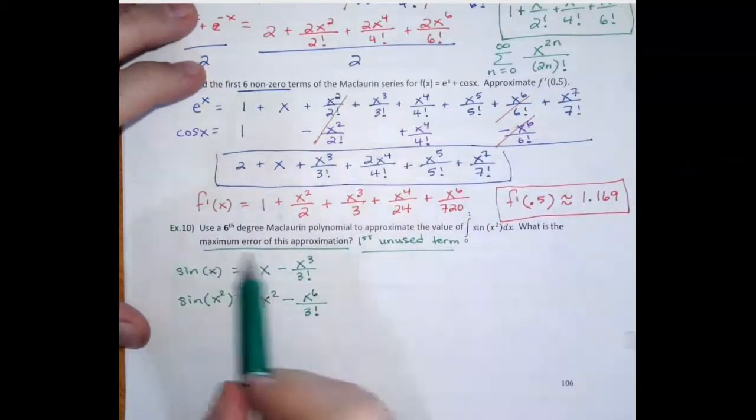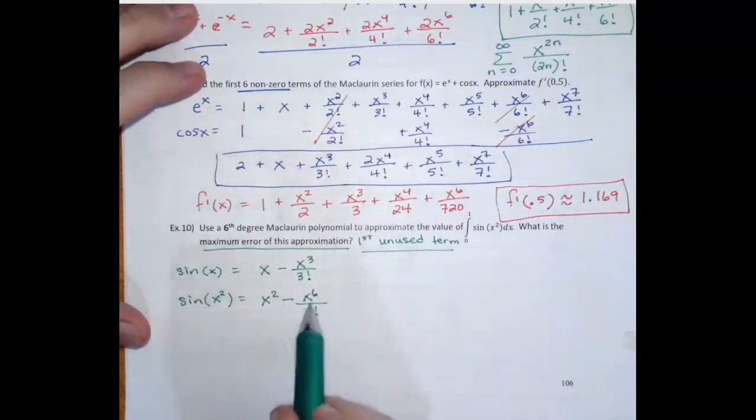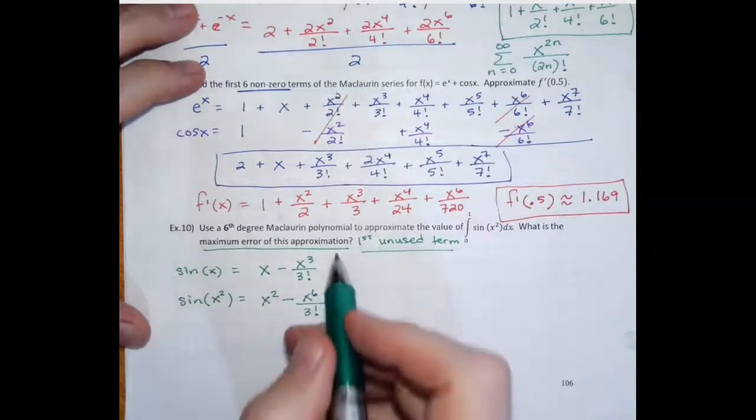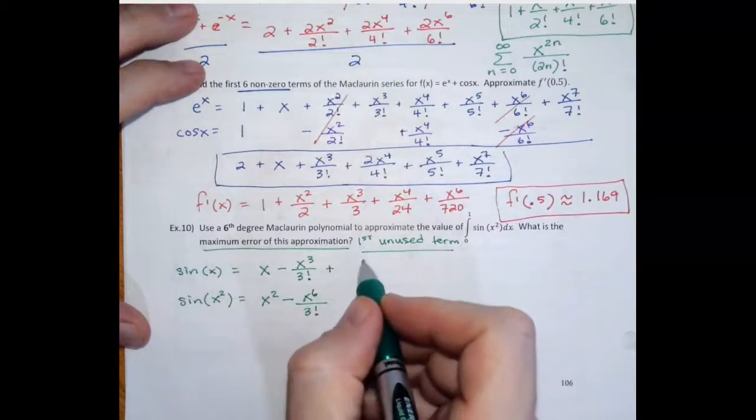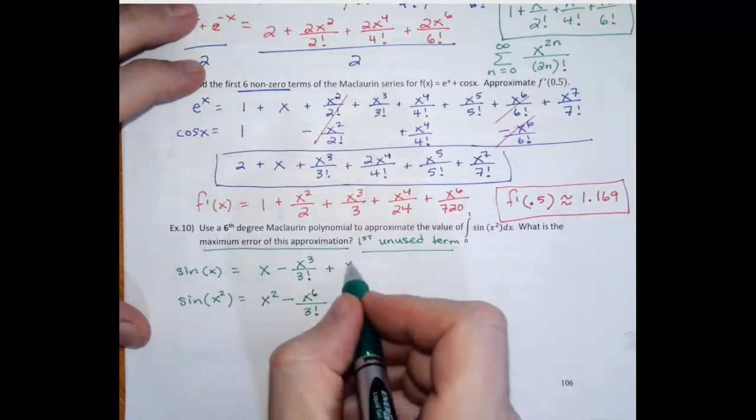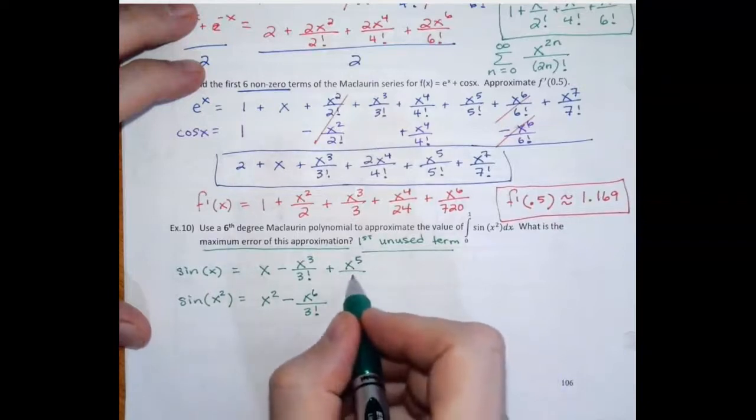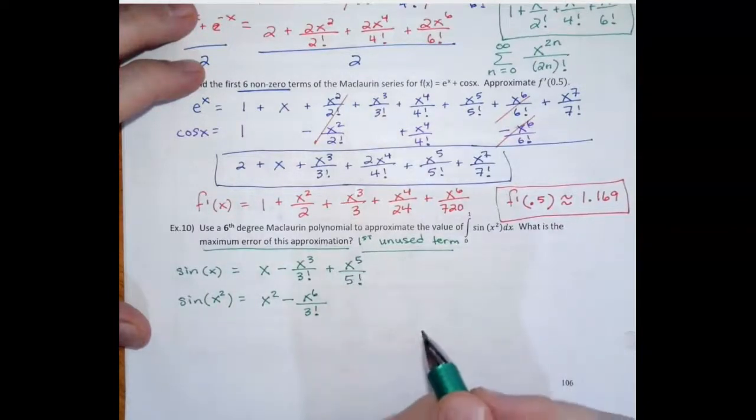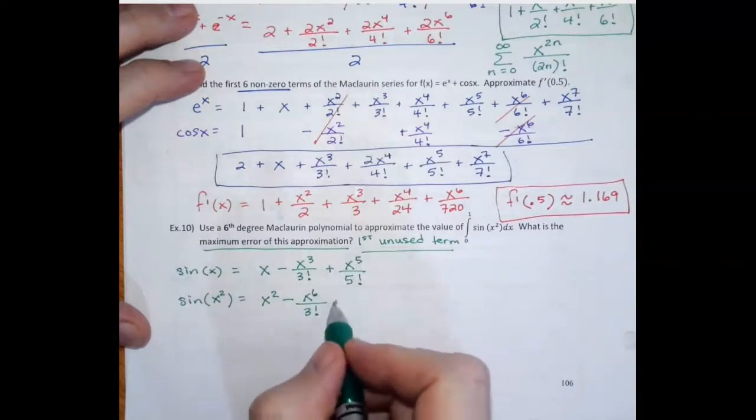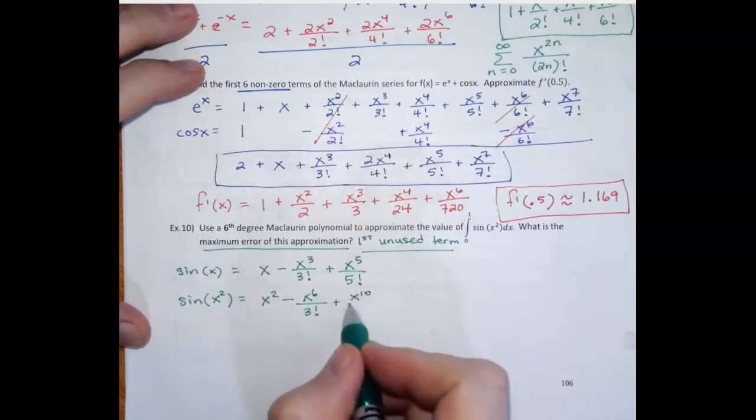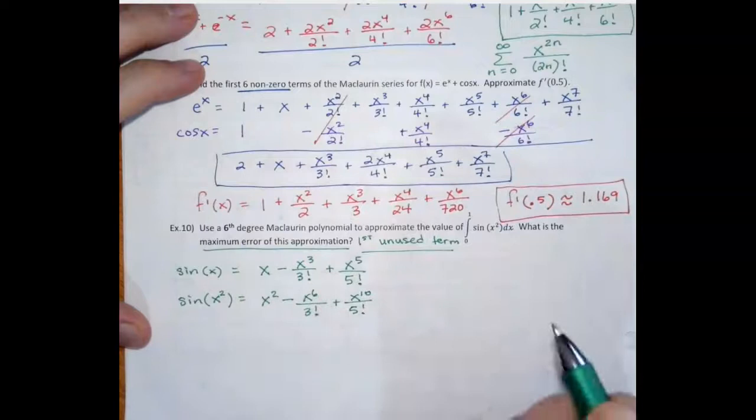So if they didn't have the maximum error, I'm at the 6th degree polynomial right now, but we need to go one term beyond that because the question asks about the error, and that next term after is what's going to give us the error. So if we plug in x squared there, that's going to be x to the 10th over 5 factorial.